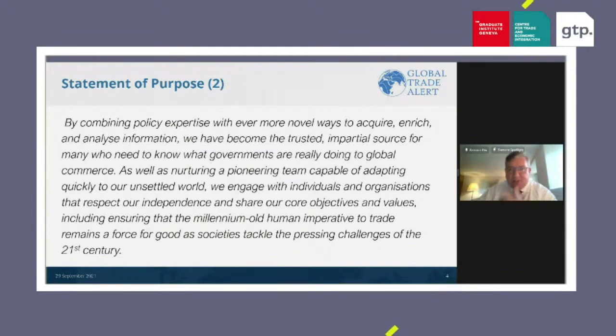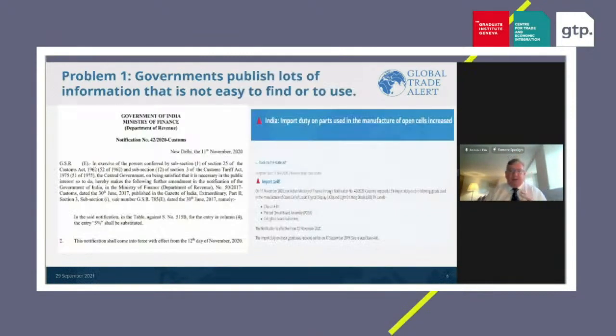Now, you might ask, what is the problem that we want to solve? The problem, you can break it down into two parts. The first is that although many governments publish information on what they are doing, often that information is remarkably hard for intelligent lay people to interpret. And I have an example here from India.